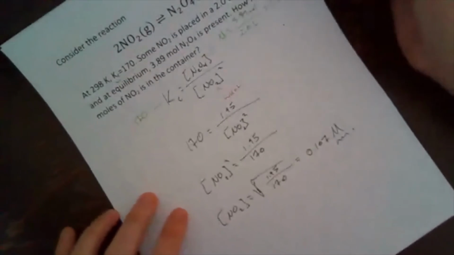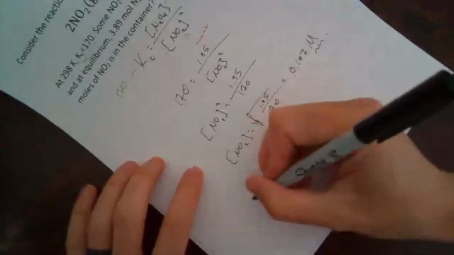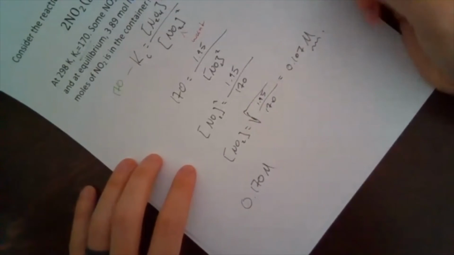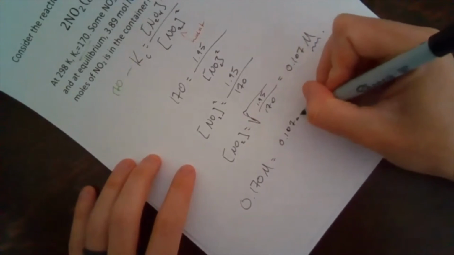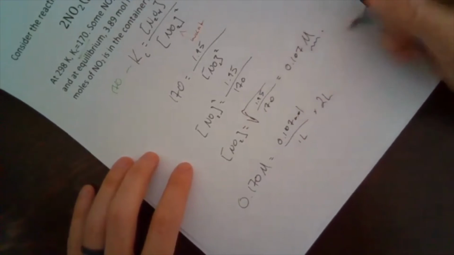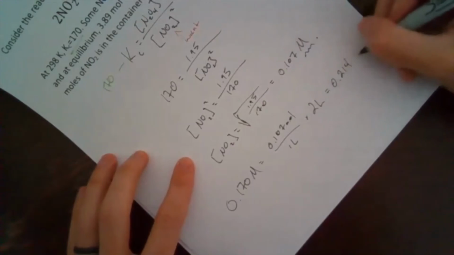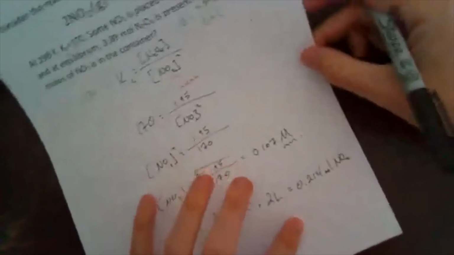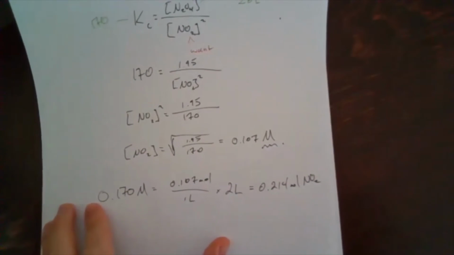We do actually want moles, so we want to take that and go past it, so we know that we have 0.107 molarity. That means it is 0.107 moles per 1 liter, and we have a 2-liter container, giving us 0.214 moles of NO2. So we can figure out how much is present.